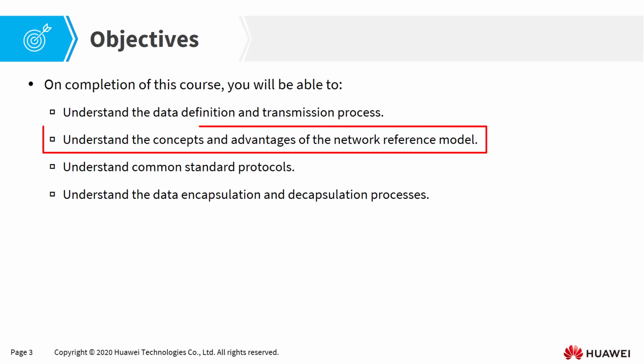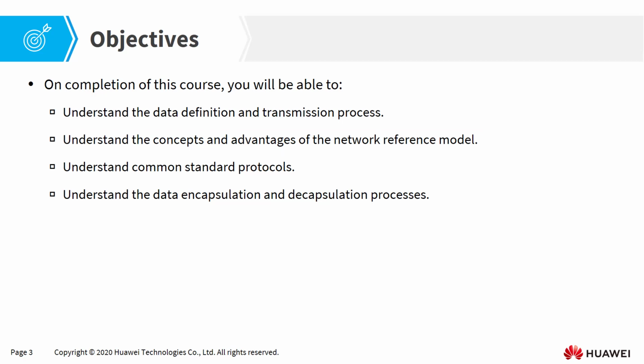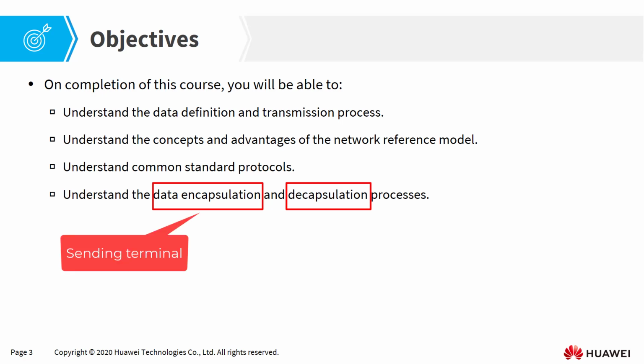You'll understand the concepts and advantages of the network reference model. We shall be able to look at the common standard protocols at each and every stage of the network reference model. We'll also understand two important processes. These processes are encapsulation and decapsulation, which are done respectively by the sending terminal and the receiving terminal. So the sending terminal will normally do data encapsulation, and the receiving terminal will do data decapsulation. We shall get to what these two mean in the due course of this chapter.